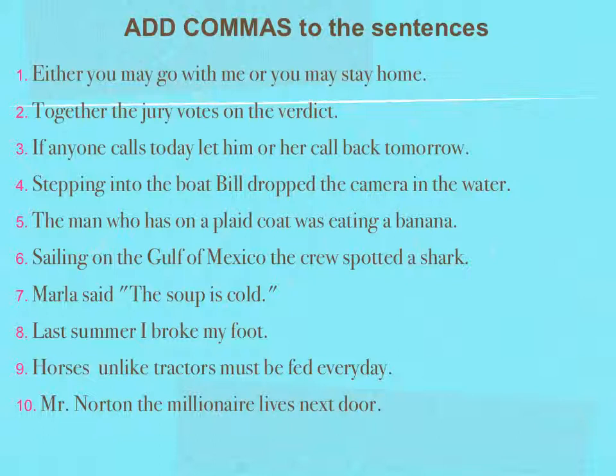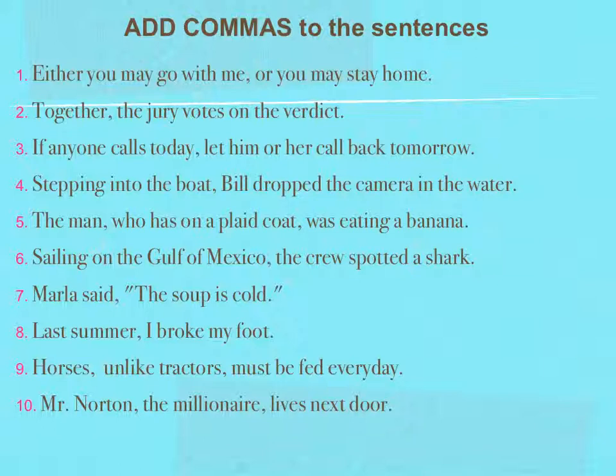3, if anyone calls today, let him or her call back tomorrow. 4, stepping into the boat, Bill dropped the camera in the water. 5, the man who has on a plaid coat was eating a banana. 6, sailing on the Gulf of Mexico, the crew spotted a shark. 7, Marla said the soup is cold. 8, last summer I broke my foot. 9, horses, unlike tractors, must be fed every day. 10, Mr. Norton the millionaire lives next door.